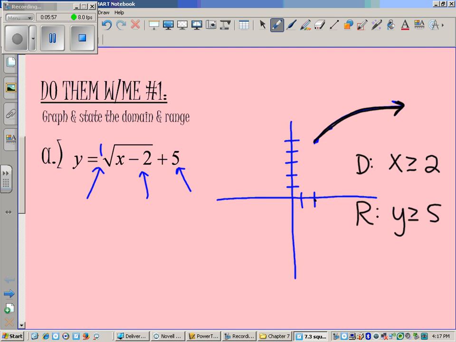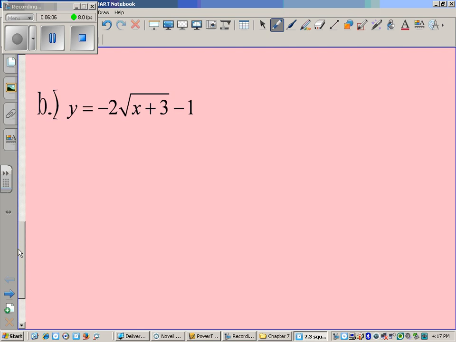Domain starts at 2 and goes over. Range starts at 5 and goes up. So anything that's greater than or equal to 5. Does that make sense? Let's do one more of these.